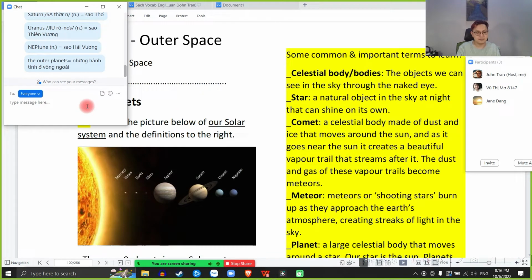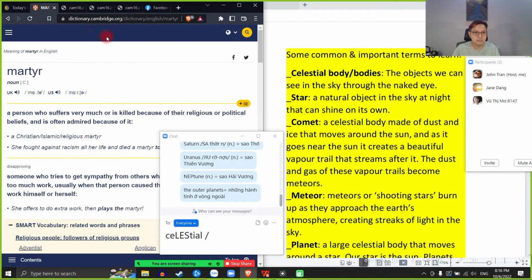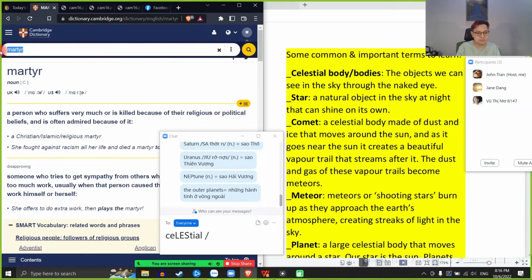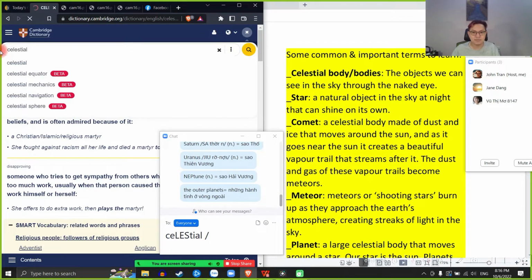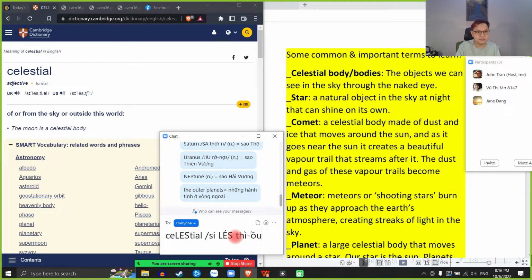Celestial body. Celestial bodies: the objects we can see in the sky through the naked eye. Celestial means thuộc về bầu trời. So belonging to the sky.